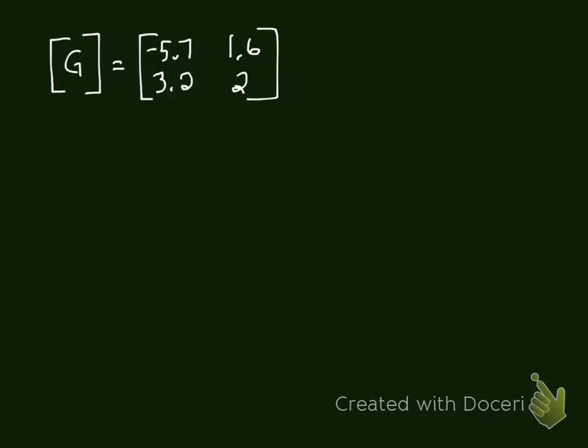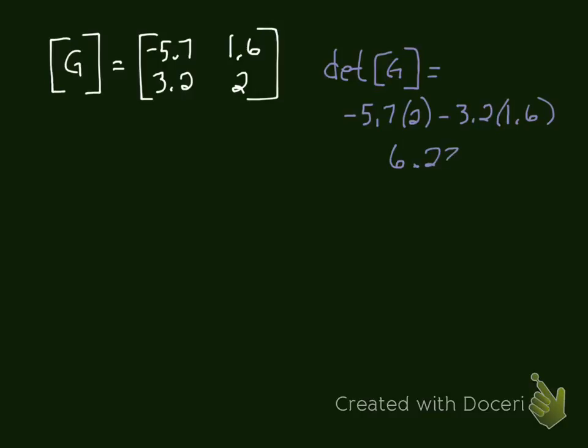G matrix. This one's a little bit more complicated simply because we're going to have to use a calculator. But let's do our determinant. Remember, we cross multiply. So I have negative 5.7 times 2 minus 3.2 times 1.6. Put all that in the calculator, and I get 6.28. It's kind of crazy, but still possible.